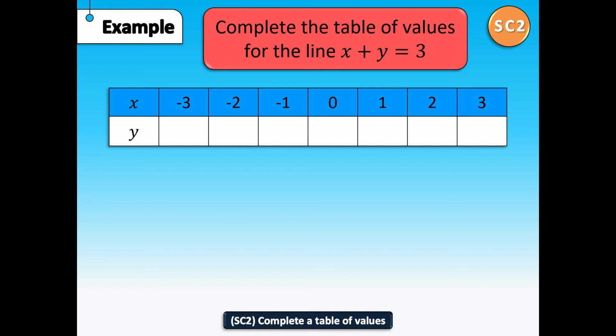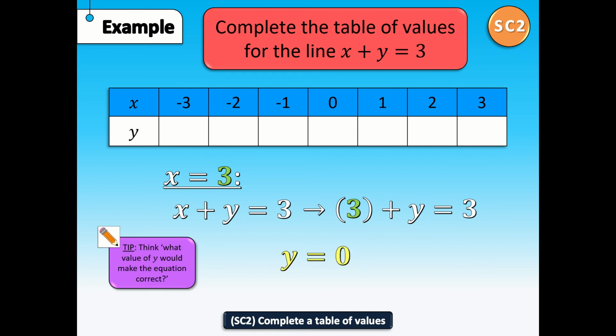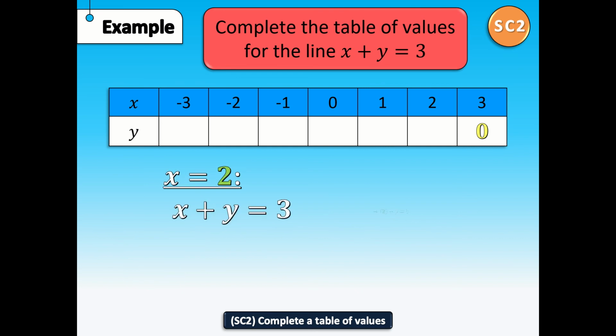Here's another example. This time we want to complete the table of values for the line x plus y equals 3. That means that the x and the y coordinates need to add up to 3. So we start with x equals 3. So 3 plus y equals 3, so y must be 0. If x equals 2, 2 plus y equals 3, so y must be 1.